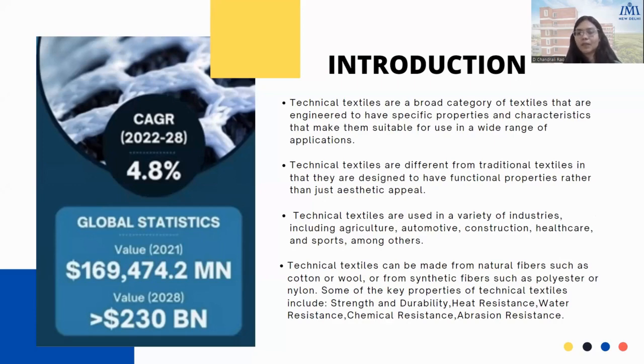Technical textiles can be made from natural fibers like wool or cotton, or from synthetic fibers like polyester and nylon. A few of the key properties that they have are strength, durability, heat resistance, and water resistance, amongst the others.